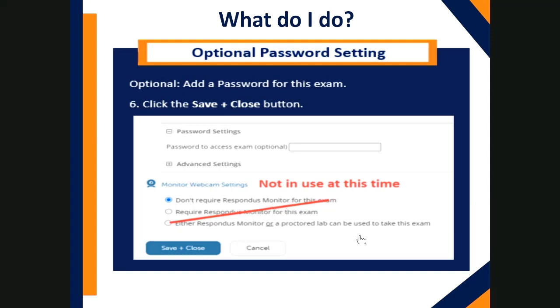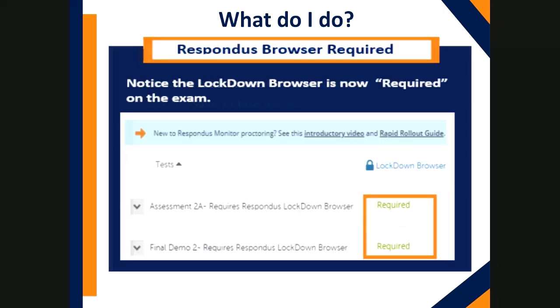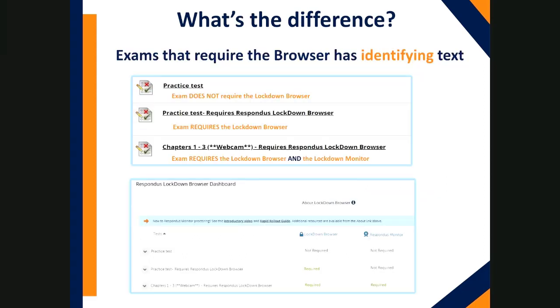So you'll notice I say it's not in use at this time. So it's not in mass use at this time, but you certainly can use it. And then you'll notice that the browser is now required. So what it does is it tells you that the browser is required, and it changes the name of your actual test. And so where it used to be Assessment 2A, it now says requires the Respondus Lockdown Browser. So it changes the name of your test, and it tells you that it's required.